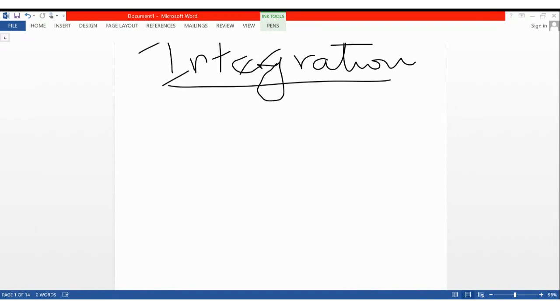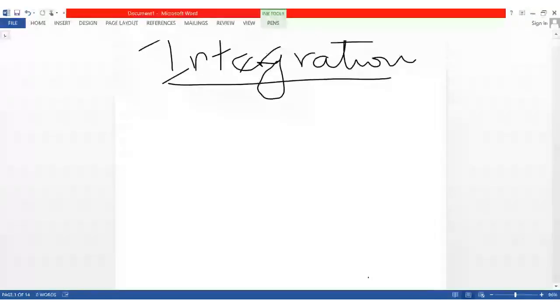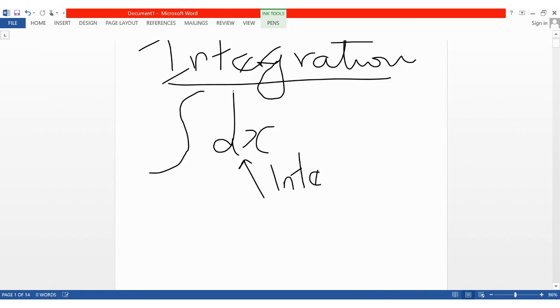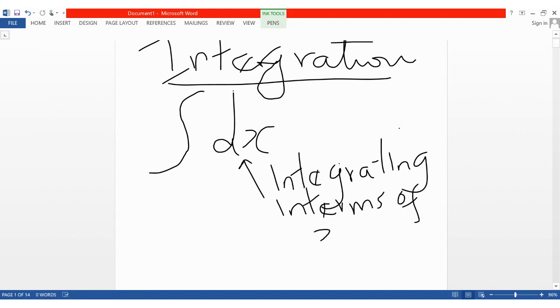So the symbol for integration is that one. That is the symbol for integration. And I gave you some notes, you can go through them. Then we have a dx here. The dx signifies that we are integrating in terms of x. So those are the two symbols.